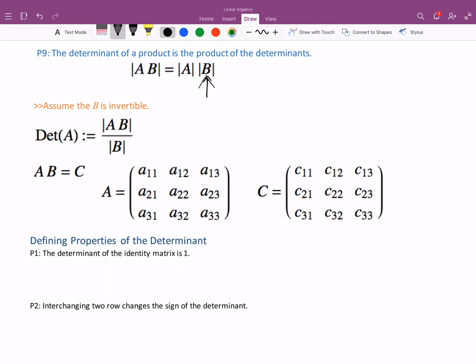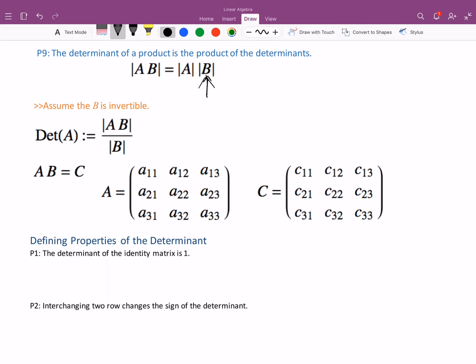Now, there's a pretty clever proof. I first saw this proof in Gilbert Strang's book, and I think it's a phenomenally clever proof. What we're going to do is define a function. We're going to call it det, and that stands for determinant. We're going to define it to be the determinant of AB divided by the determinant of B, where B is any invertible matrix. We're going to prove that this is actually the same determinant function that we've been talking about all along.